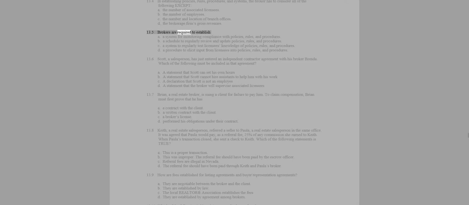13.5 Brokers are required to establish: A. A system for monitoring compliance with policies, rules, and procedures. B. A schedule to regularly review and update policies, rules, and procedures. C. A system to regularly test licensees' knowledge of policies, rules, and procedures. D. A procedure to elicit input from licensees into policies, rules, and procedures.